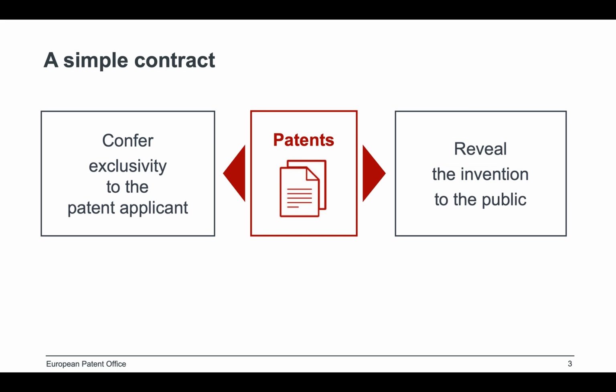On the other side, the inventor has the obligation to tell society how his invention works. So society can learn from that and build on top of that further ideas, so increasing innovation. And the European Patent Office as one patent authority is publishing that information.